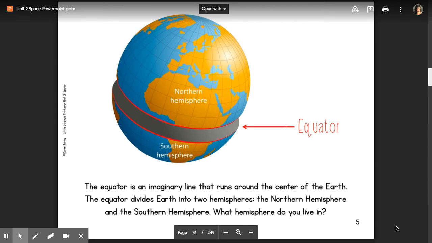The equator is an imaginary line that runs around the center of the Earth. The equator divides Earth into two hemispheres, the northern hemisphere and the southern hemisphere. What hemisphere do you live in?